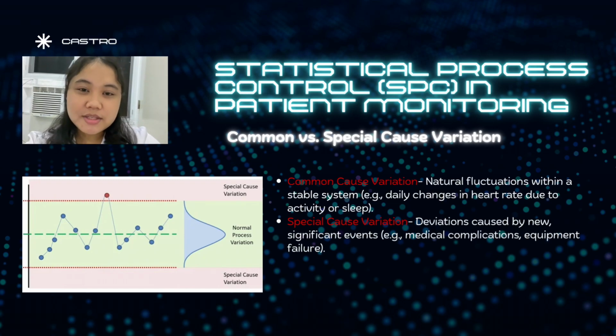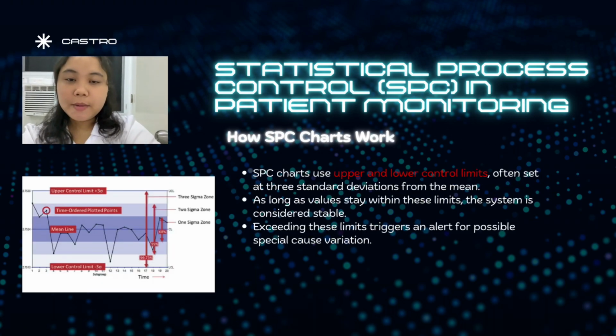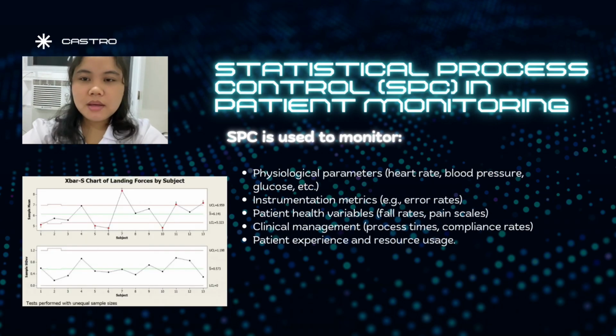Misclassifying these variations can lead to unnecessary interventions or missed critical events. SPC charts are visual tools that help us monitor data in real time. These charts have upper and lower control limits, typically set at 3 standard deviations from the mean. As long as the data remains within these limits, the system is considered stable and in control. However, if a data point exceeds these limits, it triggers an alert suggesting a potential special cause that requires investigation.